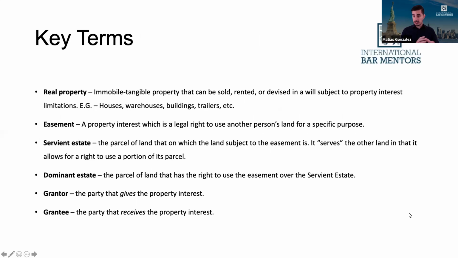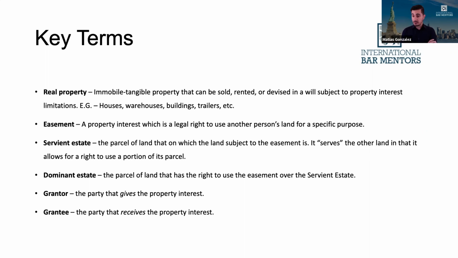So let's see, key terms, as I said, for the vocabulary. We always lay these out for you and we interpret them, if you will, into lay terms. So the first one is real property. Real property is immobile, tangible property that can be sold, rented, or devised in a will subject to the property interest limitations, meaning you can only give what you own, but you can do whatever you want with it within the confines of the law. And this real property is anything that is not movable. So houses, warehouses, buildings, trailers, to the extent that they're not easily movable on wheels, etc.